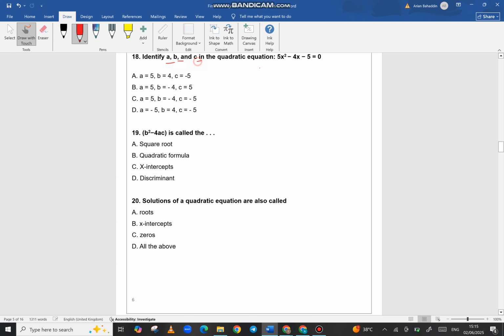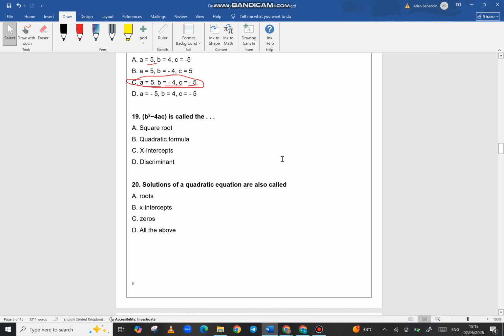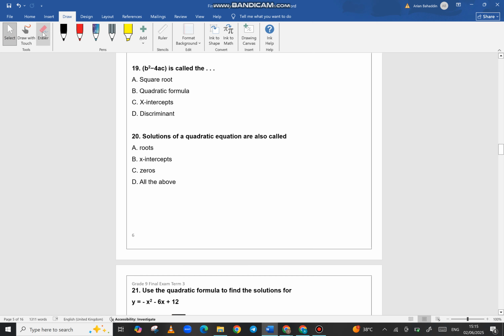Identify A, B, and C. A is 5, B is -4, C is -5. 5, -4, -5. It's going to be C. 5, -4, -5. Yes. Now, b squared minus 4ac, you just need to memorize. It's the discriminant.